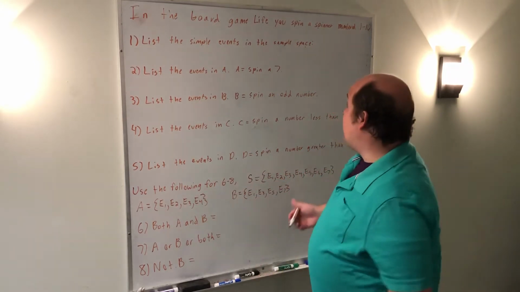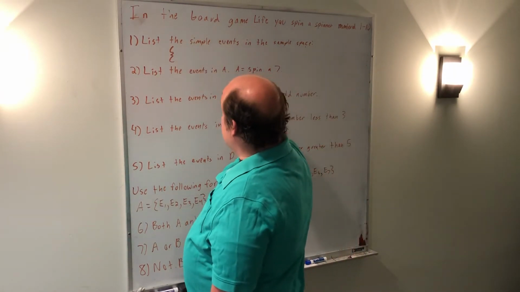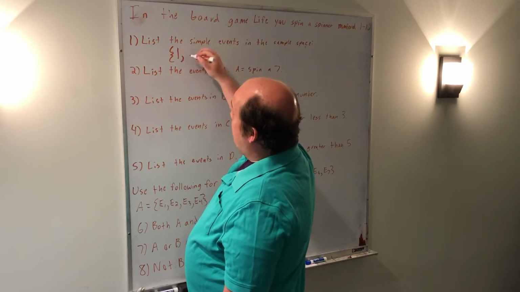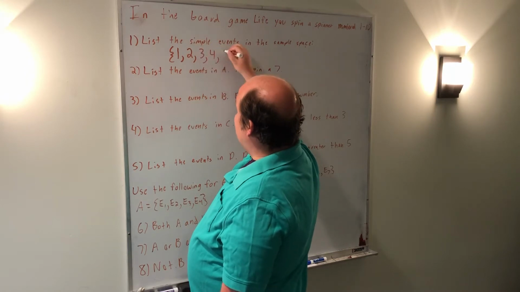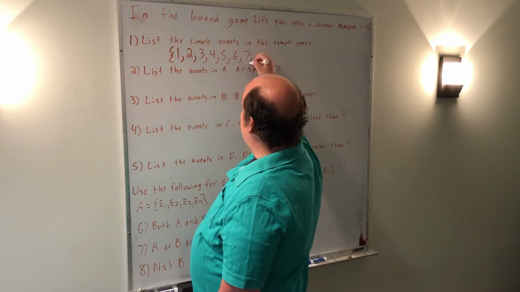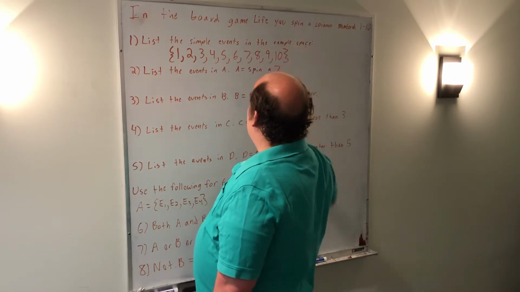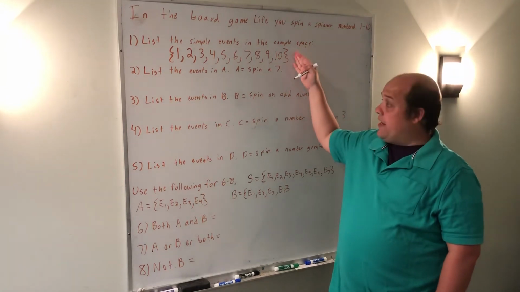For that reason, when I list the simple events in the sample space, I start with my brace to say a set's beginning, then I list the first possible event 1, I put a comma, the next possible event 2. I keep going until I've listed every possible event, everything that could happen when I spin the spinner. Now that I've listed all 10 possible events, I have the complete sample space.